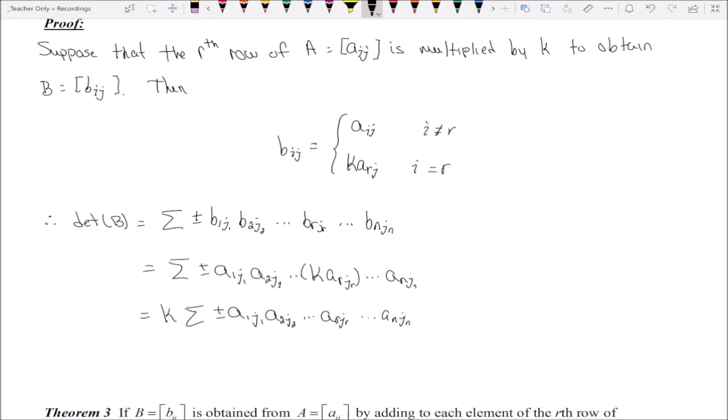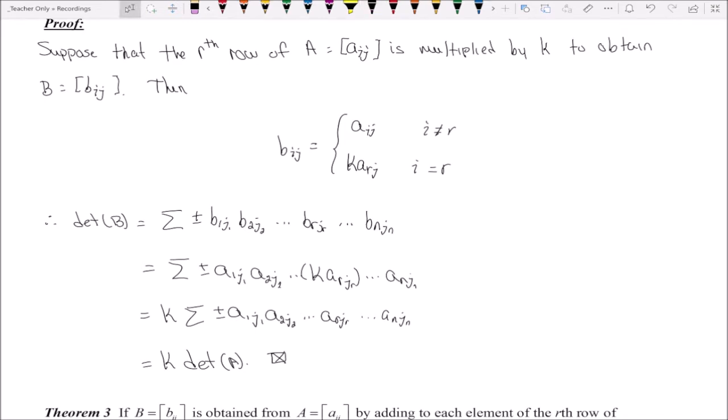But this is precisely this summation, the determinant of A. So we have determinant of B is equal to K times the determinant of A.